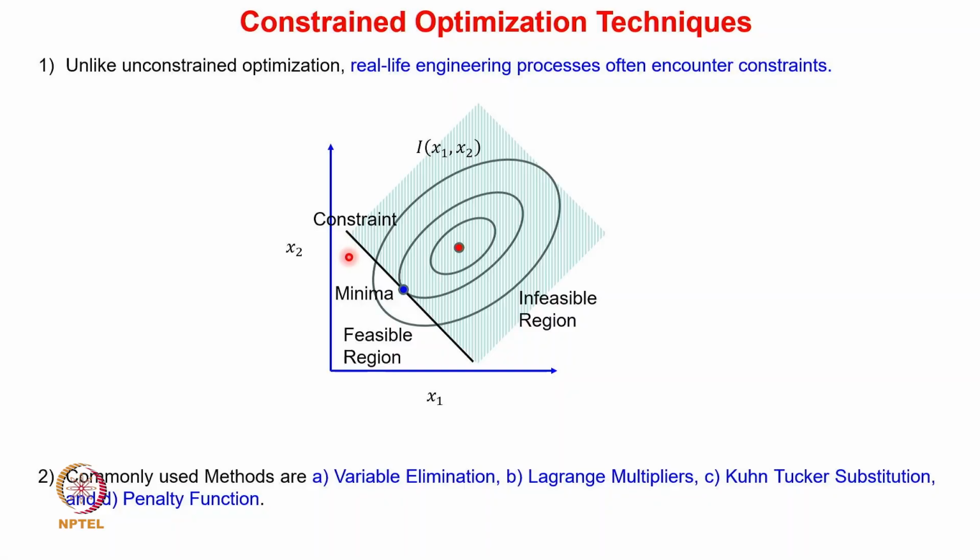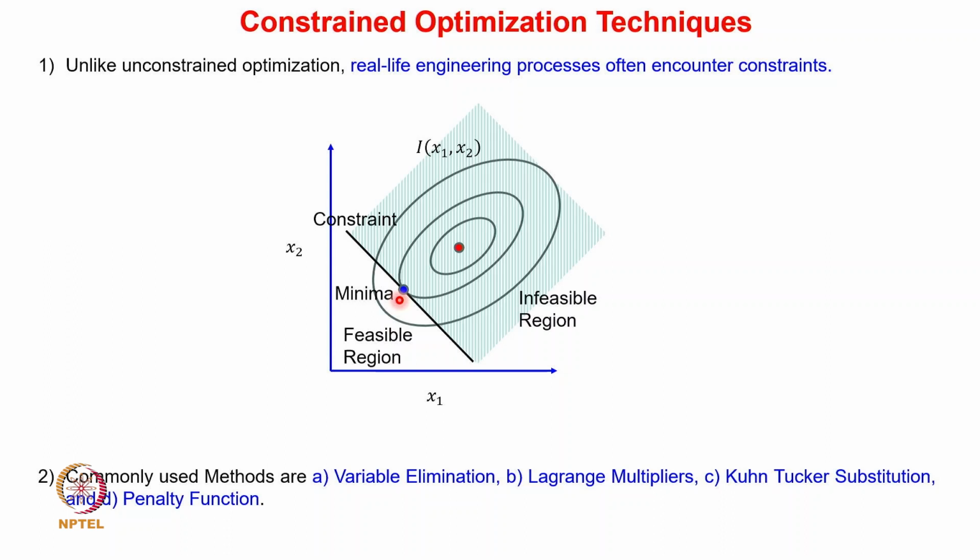In an unconstrained optimization problem, if you take a two variable optimization problem, this is the typical optimum solution we are getting when no constraint is there. But let's say I have an additional constraint, shown by a straight line here. Anything above this particular line is infeasible. So clearly my optimum solution is this, shown by a blue colored circle here, not this red one. And such constraints are readily present in a process application, isn't it?